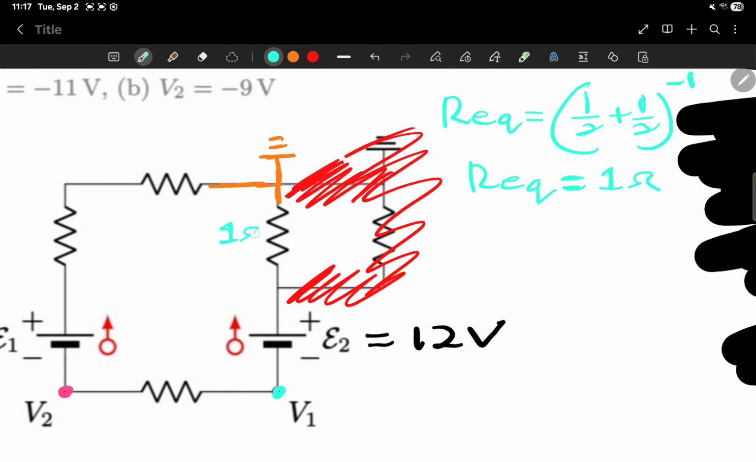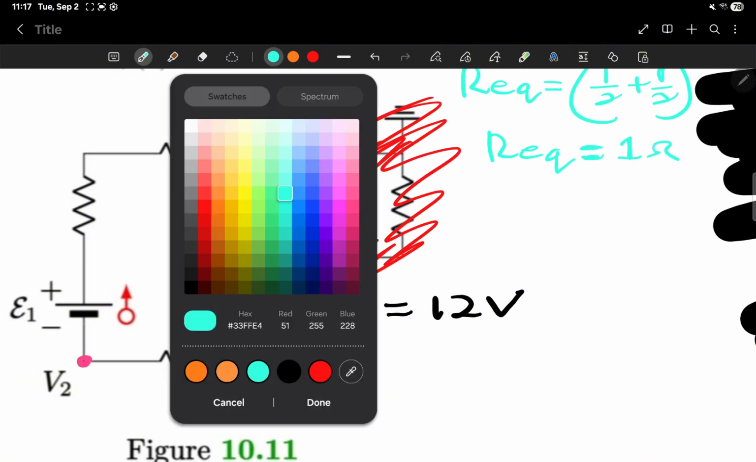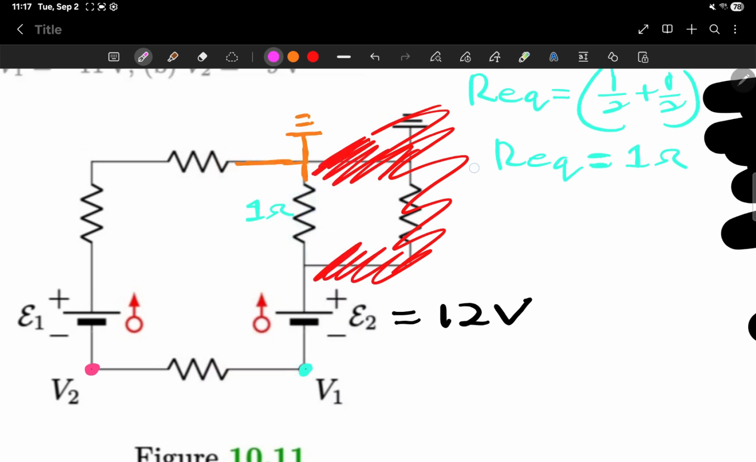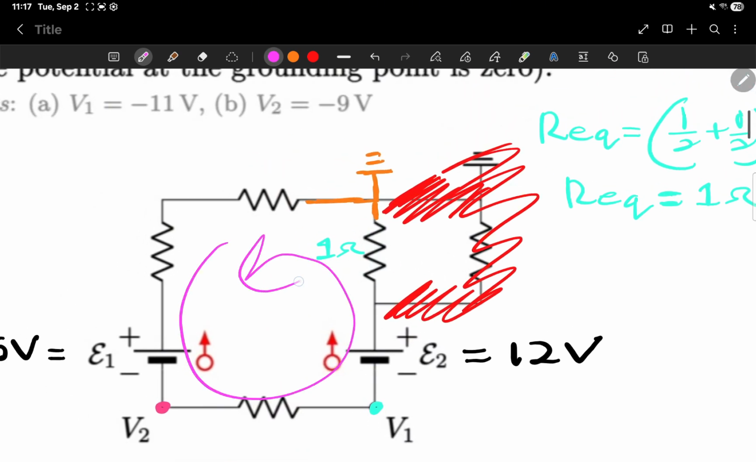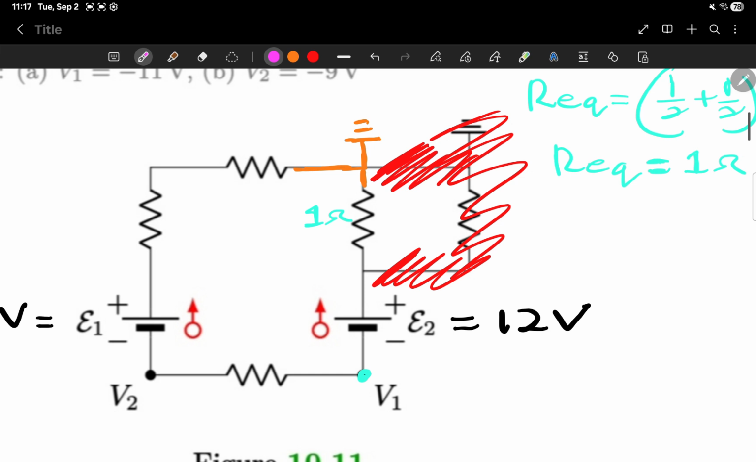So it's a 1 ohm resistor. Now what I have to continue with in this question is to do a loop rule to find the actual current that's flowing through the circuit. So I'll basically do a loop rule in this direction.